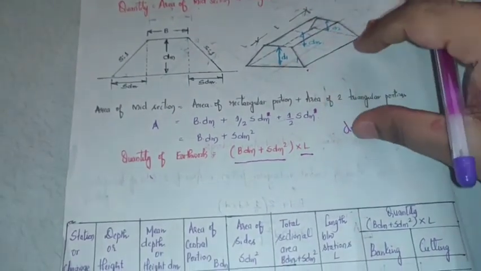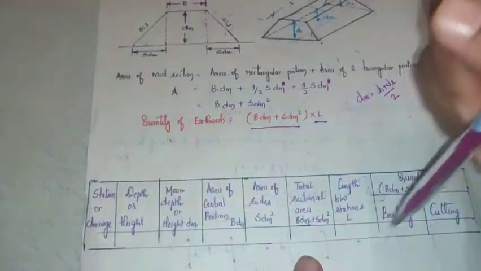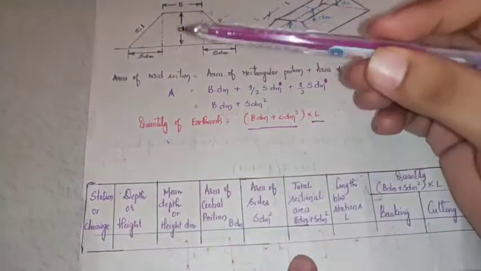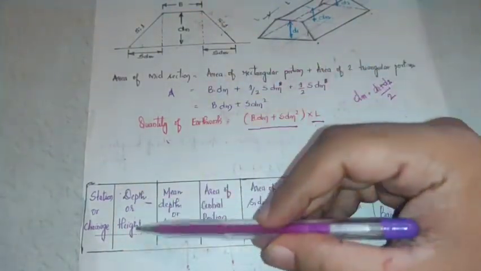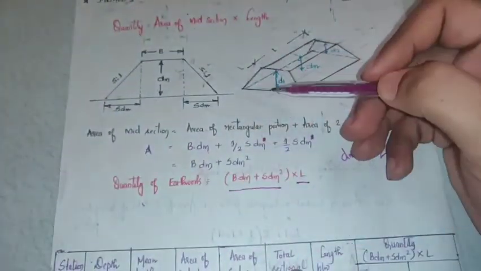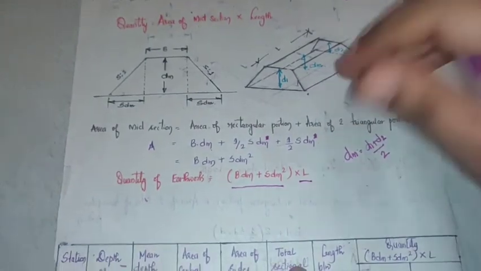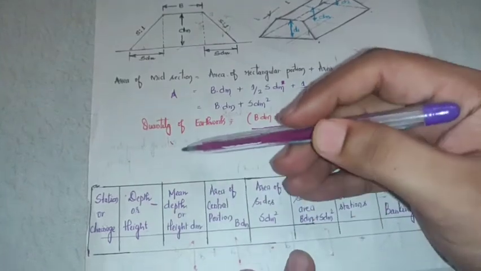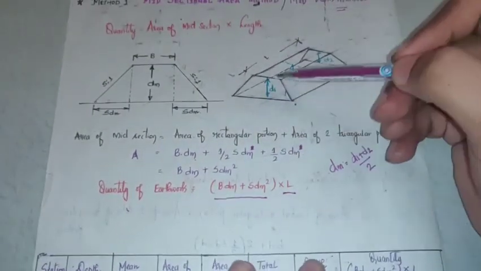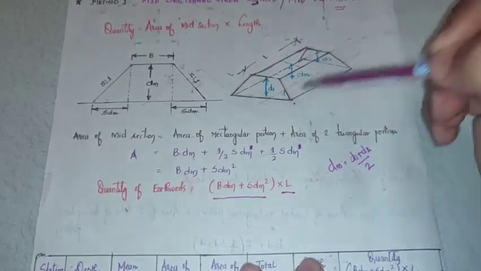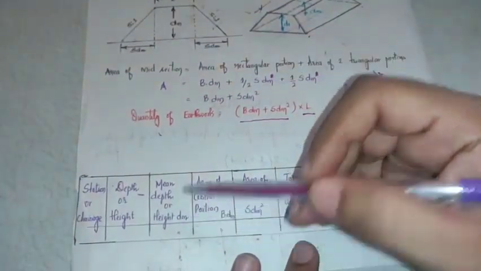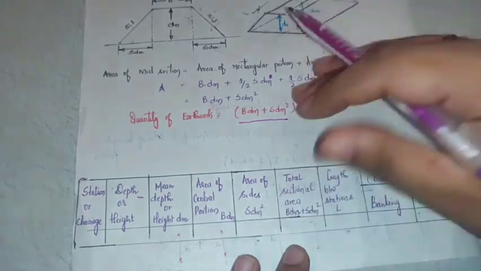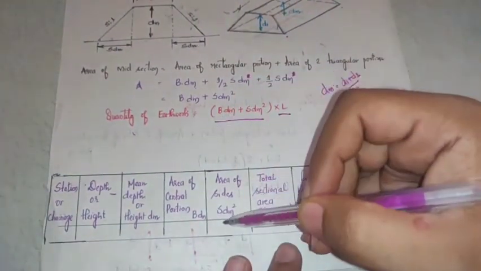Now how to work out this thing? This is the format of the table that we follow for the midsection method: station or chainage, depth or height. So depth or height refers to what? These depths at particular intervals or chainages. Mean depth refers to the average of the depths between 2 points. So that is dm. So area of central portion is B into dm. Area of side slopes is S into dm square.